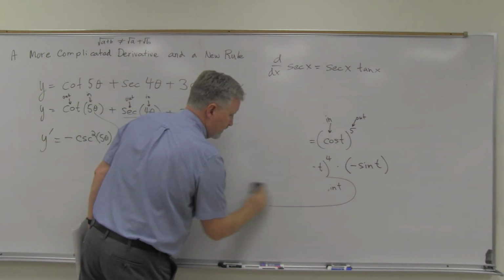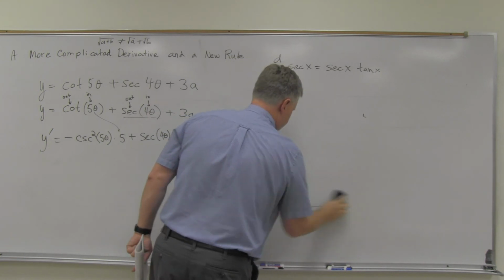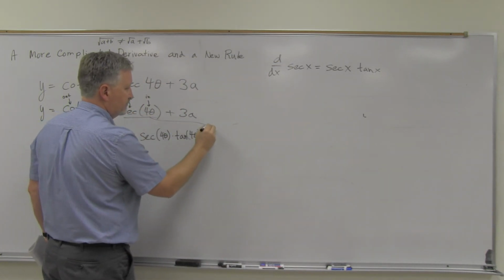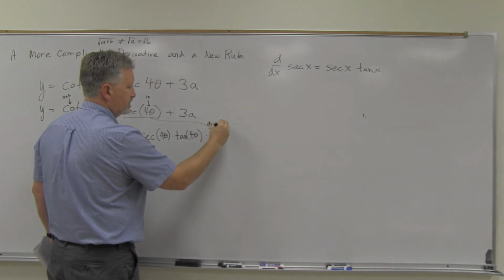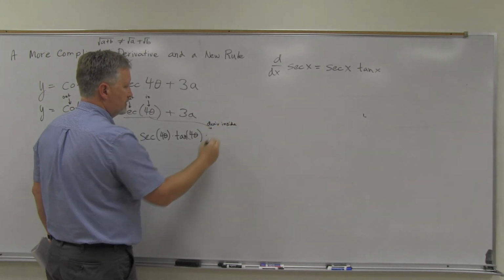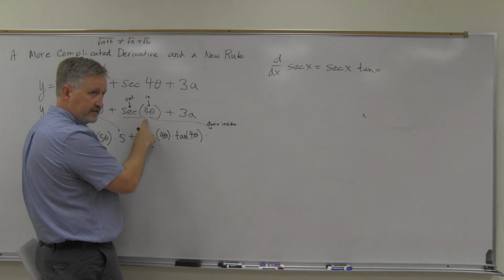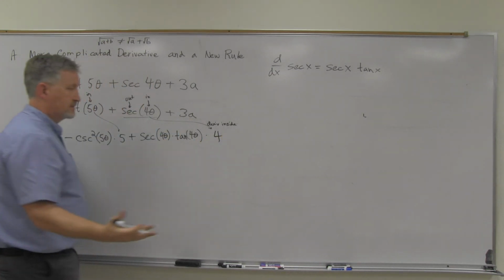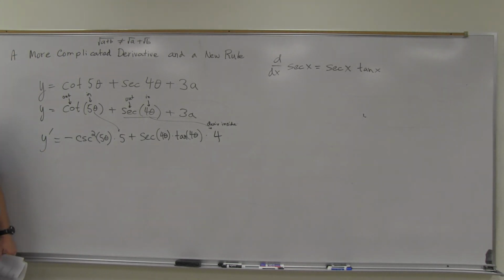But there's more to it. What else is it multiplied by? Well, it's multiplied by the derivative of the inside, which the inside here is 4 theta again, so the derivative would be just 4. Is everybody okay? Yes? Make sense?